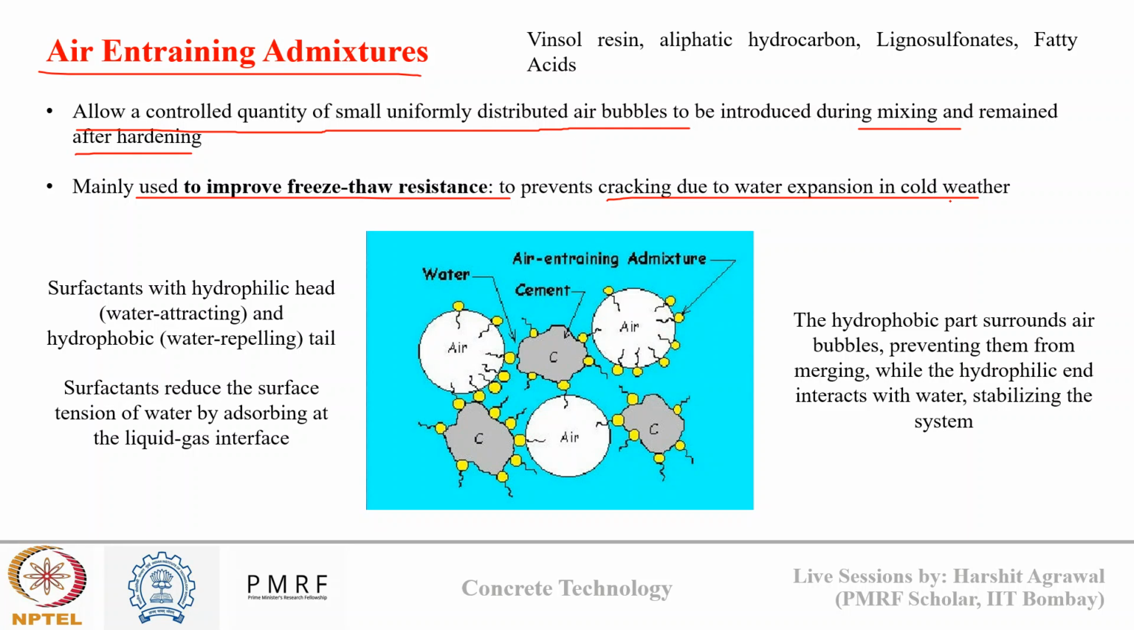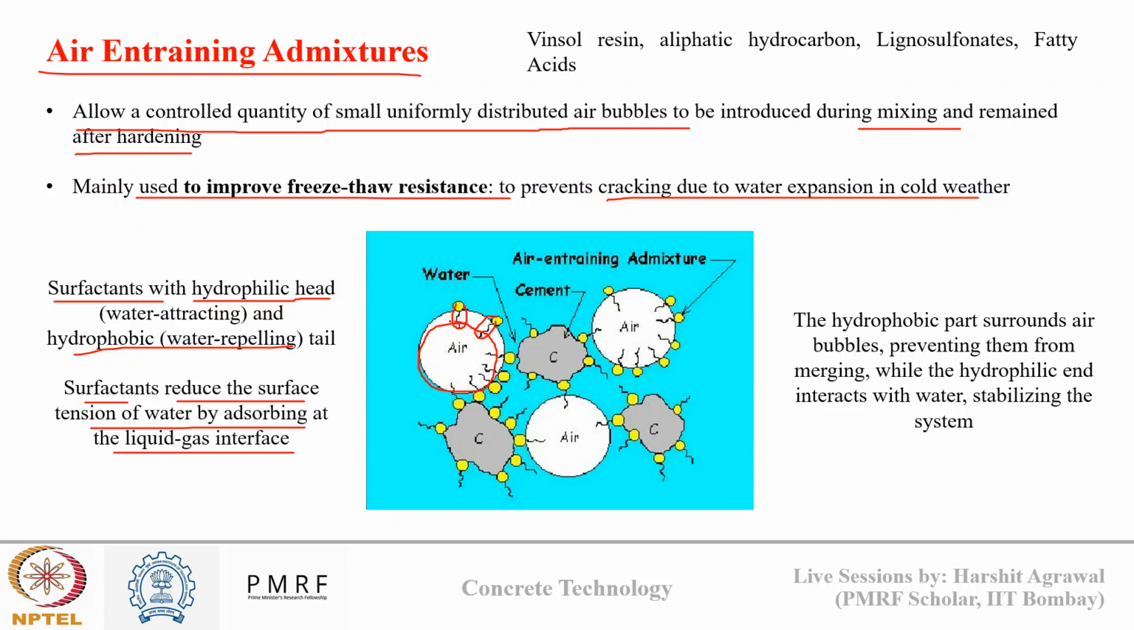So, to improve this property in cold weather, we use air entraining admixture in the concrete. What is the chemistry behind these admixtures? These are basically surfactants which have a hydrophilic head and a hydrophobic tail. Surfactants reduce the surface tension of water by adsorbing on the liquid gas interface. So these are surfactants you can see here. The hydrophobic part surrounds the air.